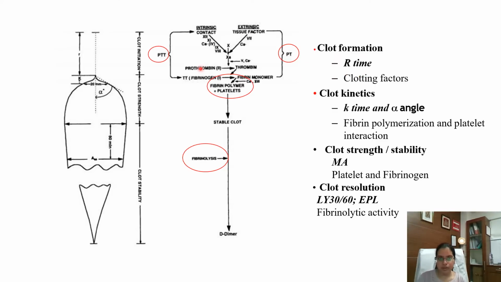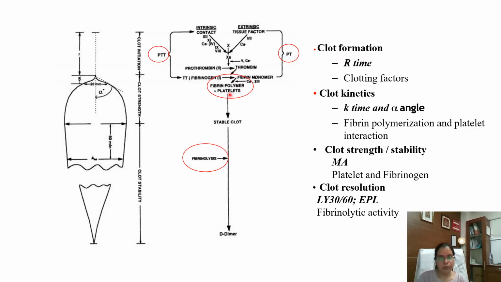So as you can see, it is mostly dependent on the clotting factors. Now the conventional coagulation pathways, that is PT and APTT. APTT denotes the intrinsic pathway and PT denotes the extrinsic pathway. So this only tells us whether the clot is forming or not.